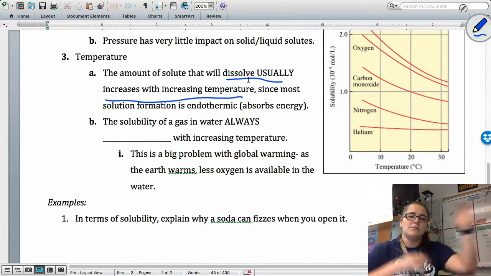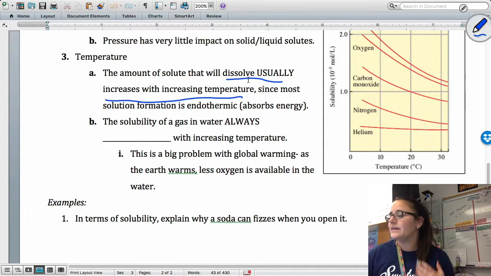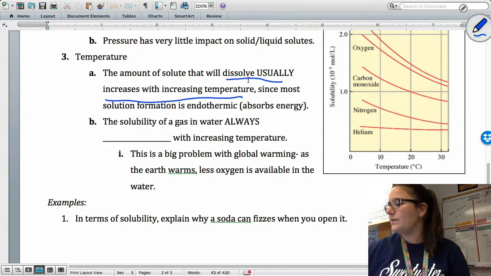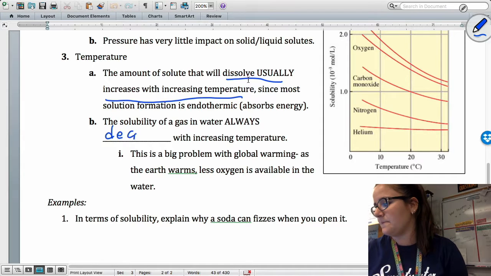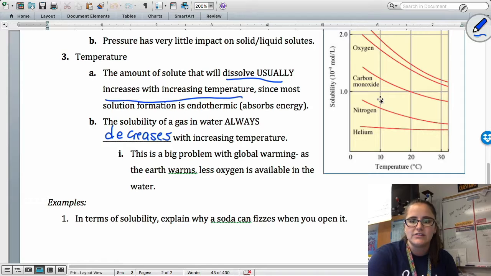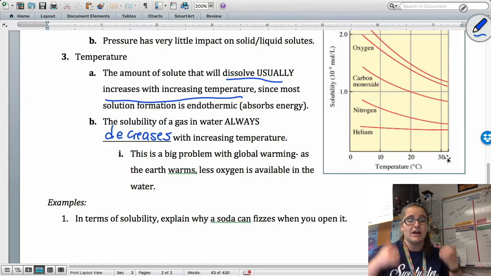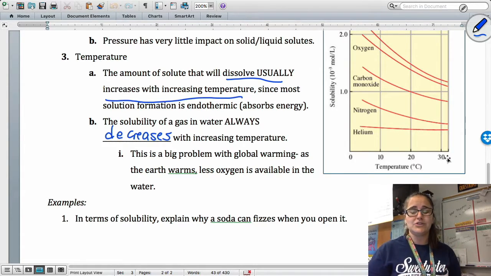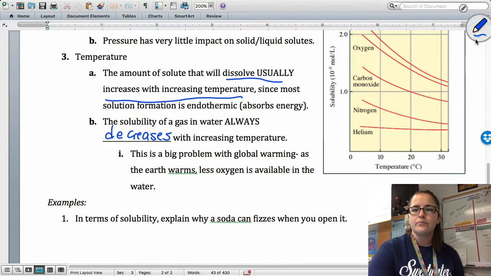When you heat up a gas, the molecules are moving more. So the solubility of a gas in water always decreases with increasing temperature. And that's what you can see in this graph over here. You can see nitrogen's solubility is decreasing as the temperature increases. This is a really big problem with global warming, because the temperature of Earth is increasing, which is decreasing the amount of oxygen in the oceans. So it's harming some marine animals.